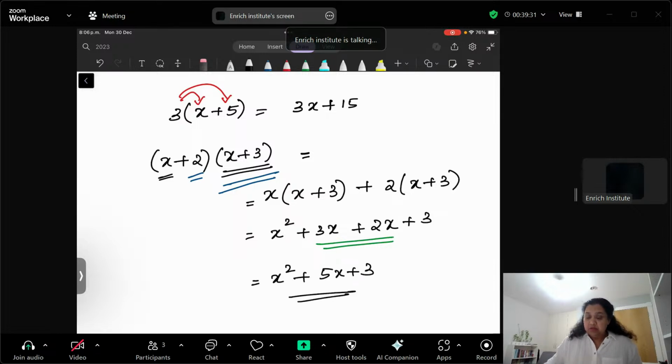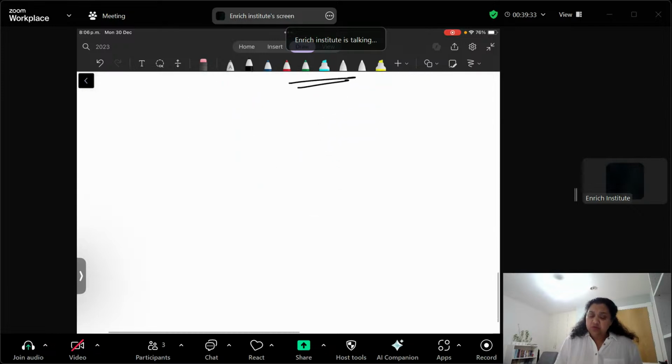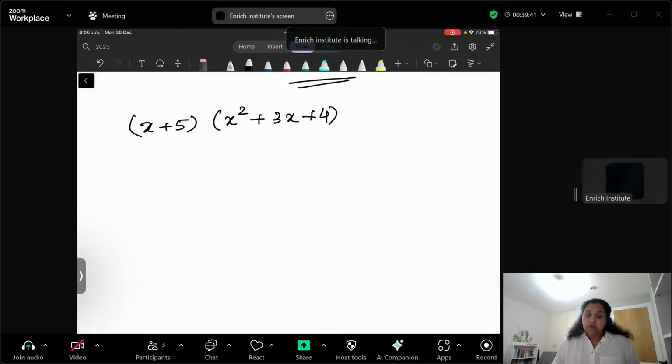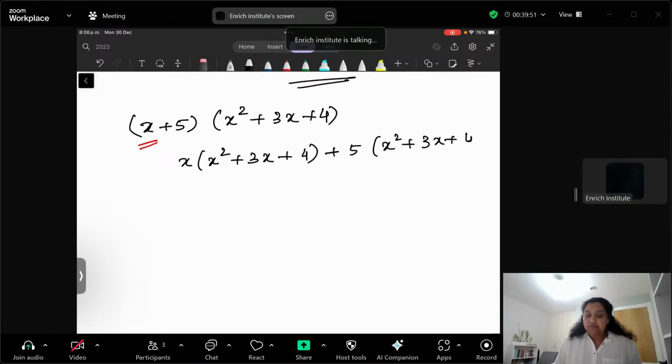Okay. Let me do one more so that it becomes easier. (x + 5)(x² + 3x + 4). When there are multiple terms here, first I will take x times (x² + 3x + 4), plus 5 times (x² + 3x + 4), and then simplify it. Okay, pretty easy one, simplified.